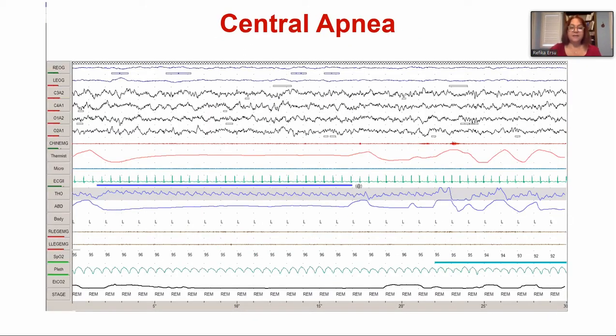So that's how central apnea is seen. There is no thermistor flow, or there is no abdominal or chest wall movement, and there's a desaturation. As you can see, the saturation was around 96, went down to 92. Although this is not 20 seconds, this is more than 2 cycles for this child, and it's associated with a desaturation. Not with an arousal, as you can see in the EEG here, but since it's associated with a desaturation, it's actually scored.